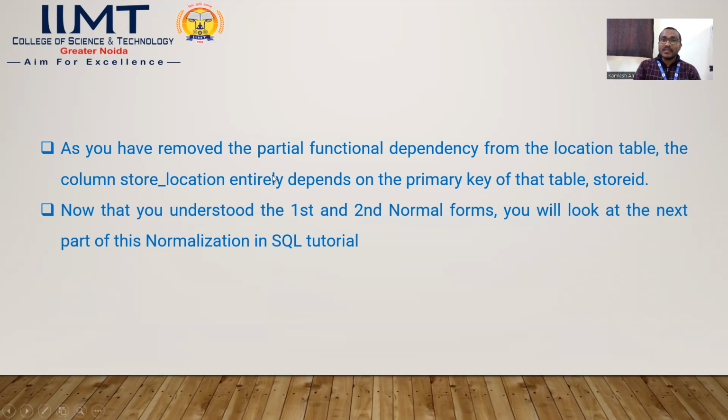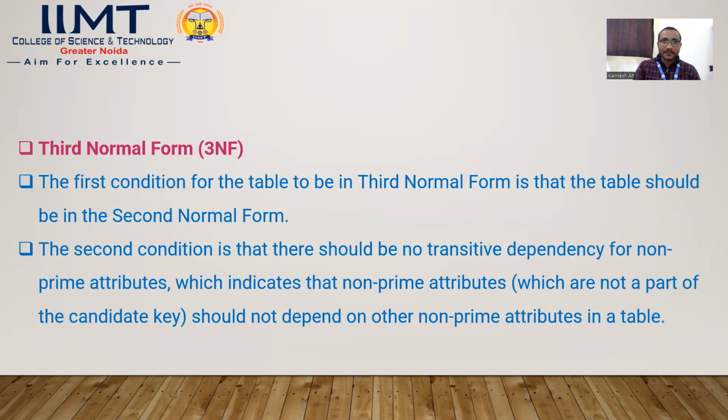As you have removed the partial functional dependency from the location table, the column store location entirely depends on the primary key of that table, store ID. Now that you understand the first and second normal form, you will look at the next part of the normalization in SQL tutorial. Next is the third normal form.